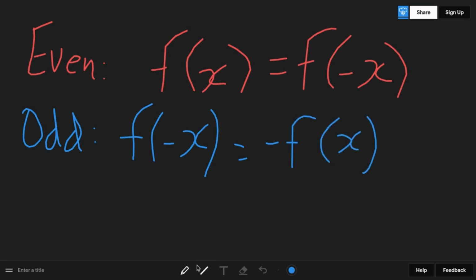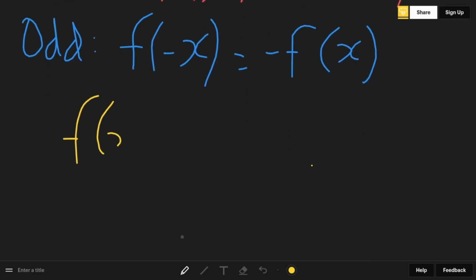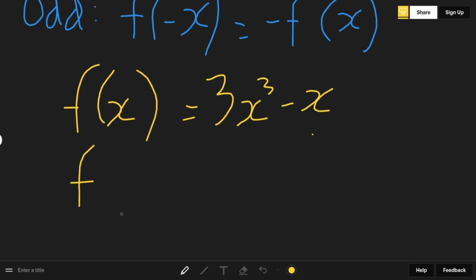So let's do a quick practice problem for this. Say I have the function f of x equals 3x cubed minus x. Now we're going to plug in f of negative x, because that's how you tell. You always want to plug in negative x as a whole and not specific values, because there could be some values where f of, say, negative 2 equals something, and f of 2 equals the opposite of that. But just to be safe, you want to plug in negative x.